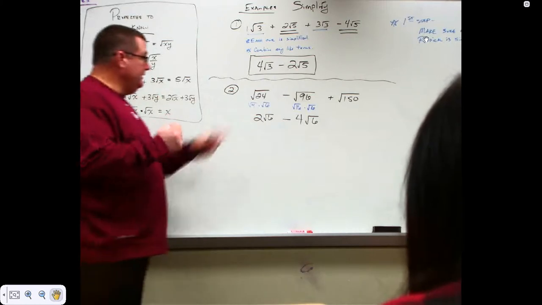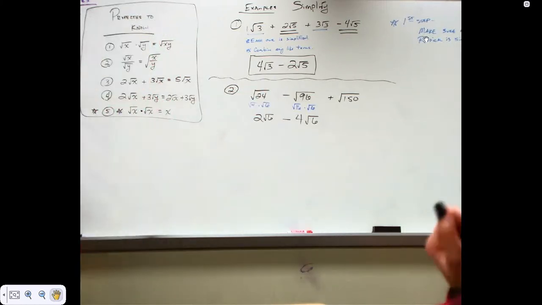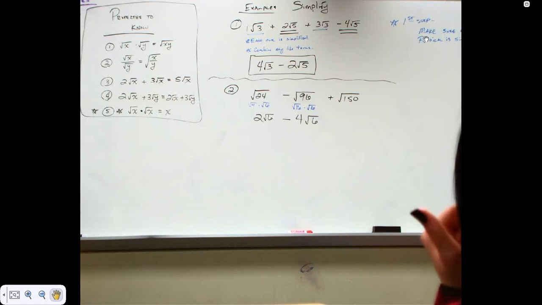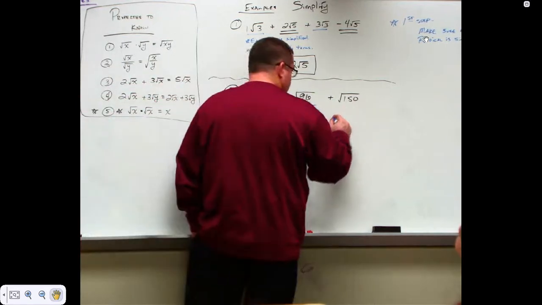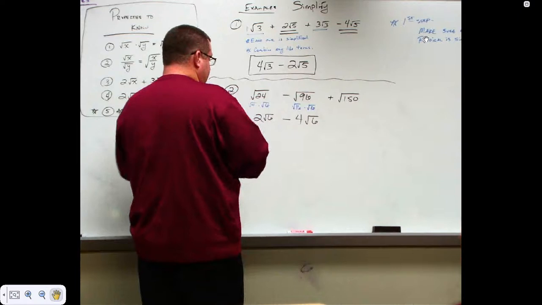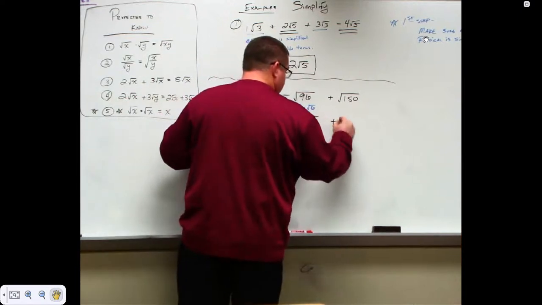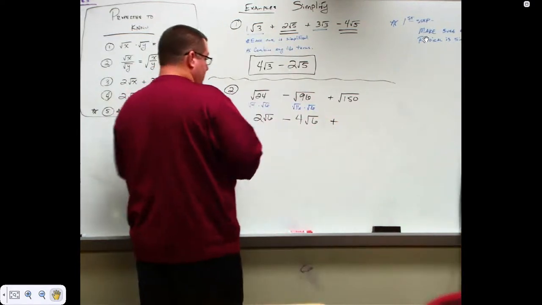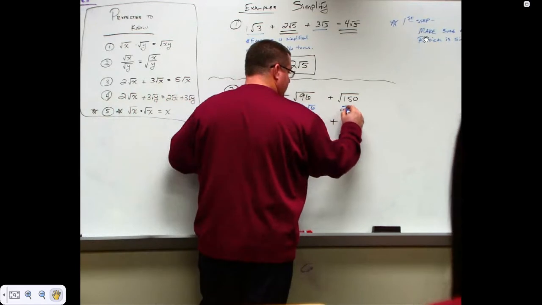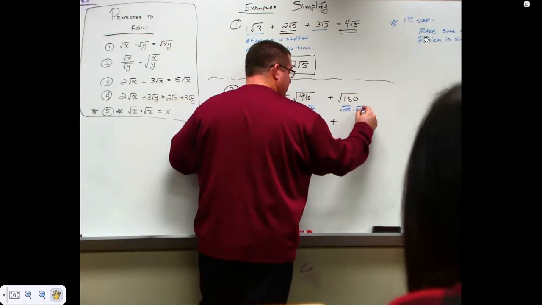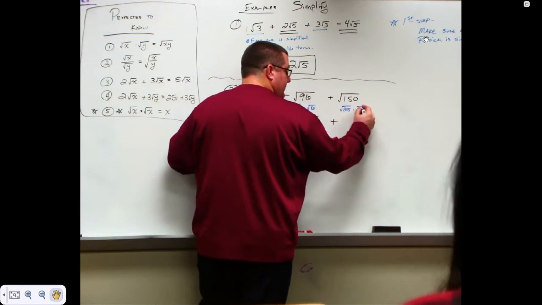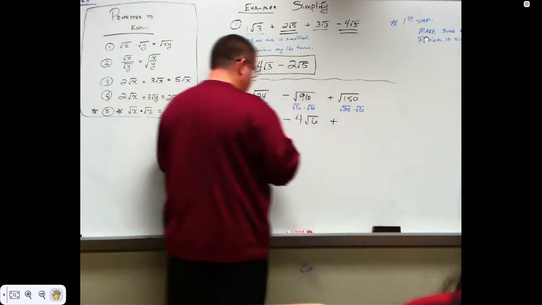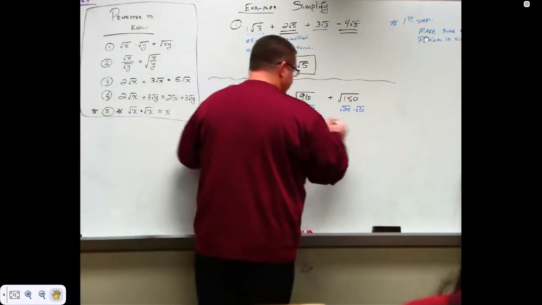Now, what about 150? What's the largest perfect square number up here that will divide into 150 evenly? 25. Okay, so I'll go ahead and write my sign, because my sign won't change. So plus, square root of 25 times square root of what? What times 25 is 150? 6. What is the square root of 25?